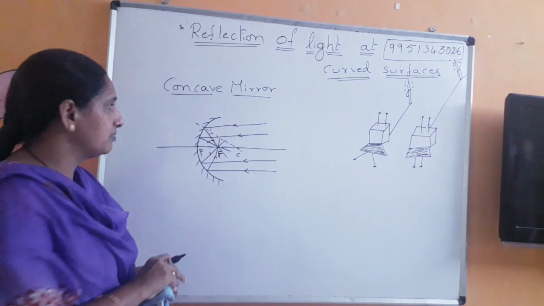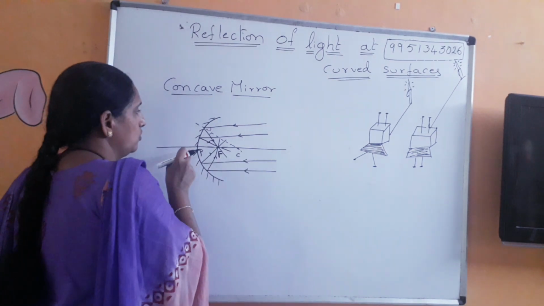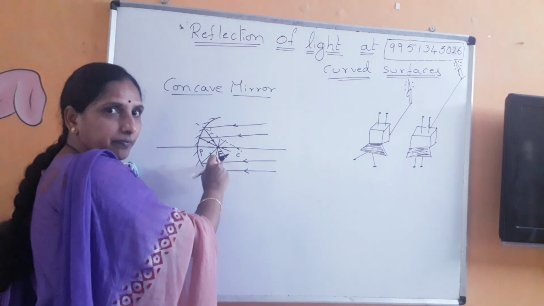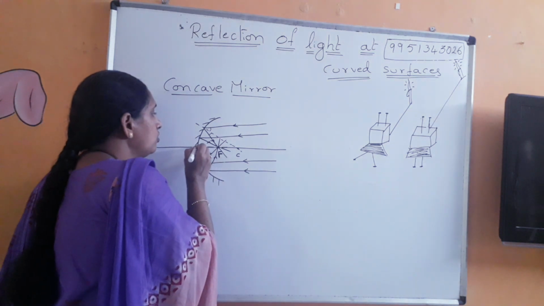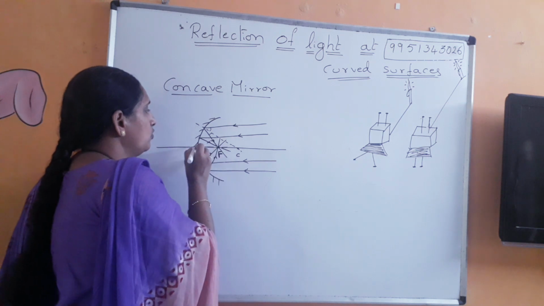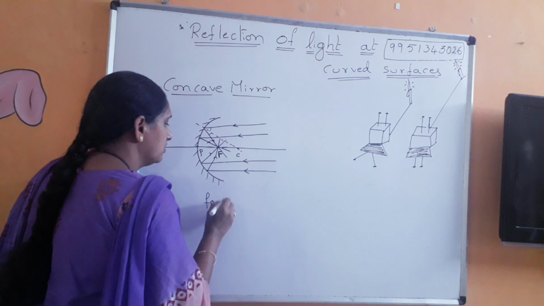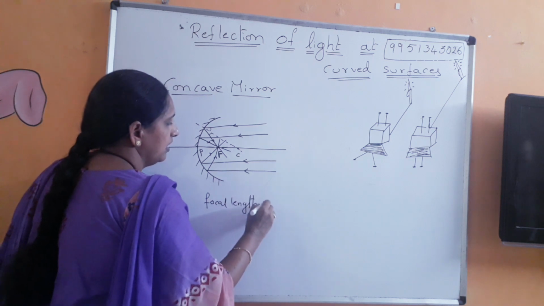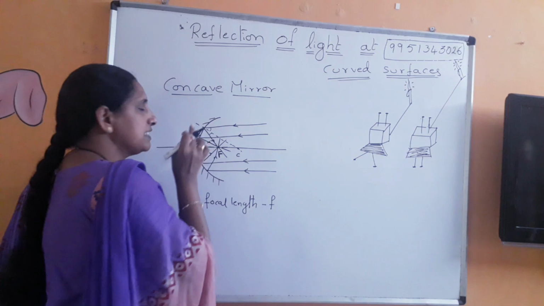Now we have learned about another point. This is the center of curvature, the pole of the mirror, and the focus of this mirror. The distance between the pole and the focus is called the focal length, and it is always represented by small f, while the focus is capital F.